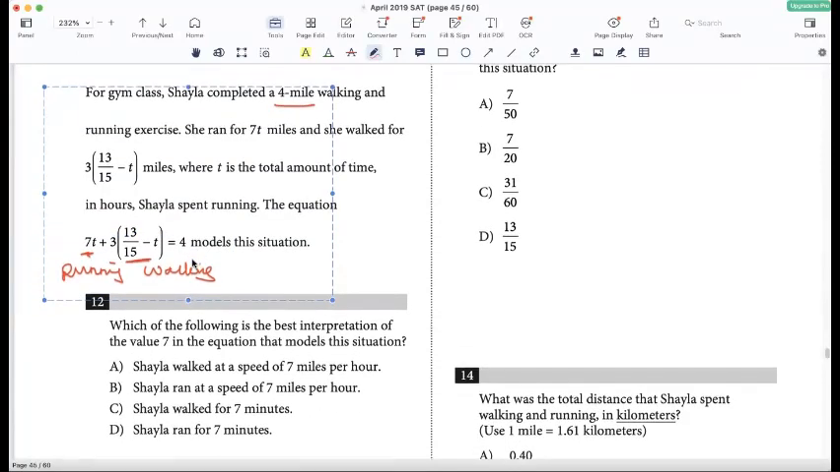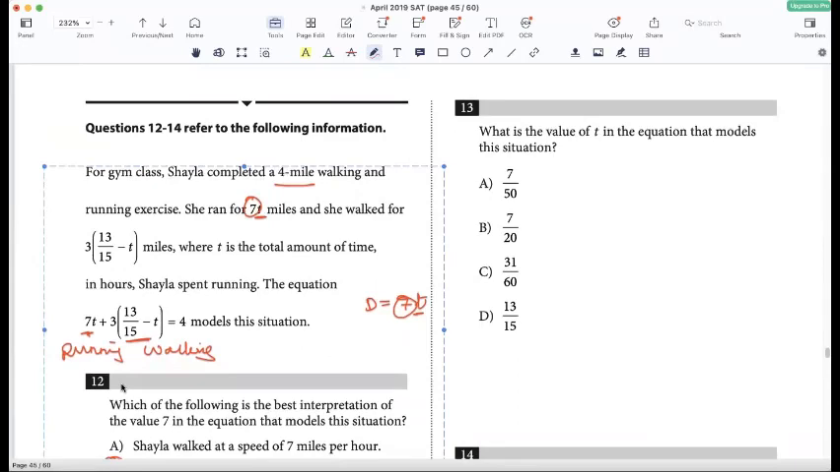Which of the following is the best interpretation of the value 7? So she ran for 7t miles, right? So obviously the distance was 7t, where t is the time running. So 7 has to be the speed. Shayla ran at a speed of 7 miles per hour.